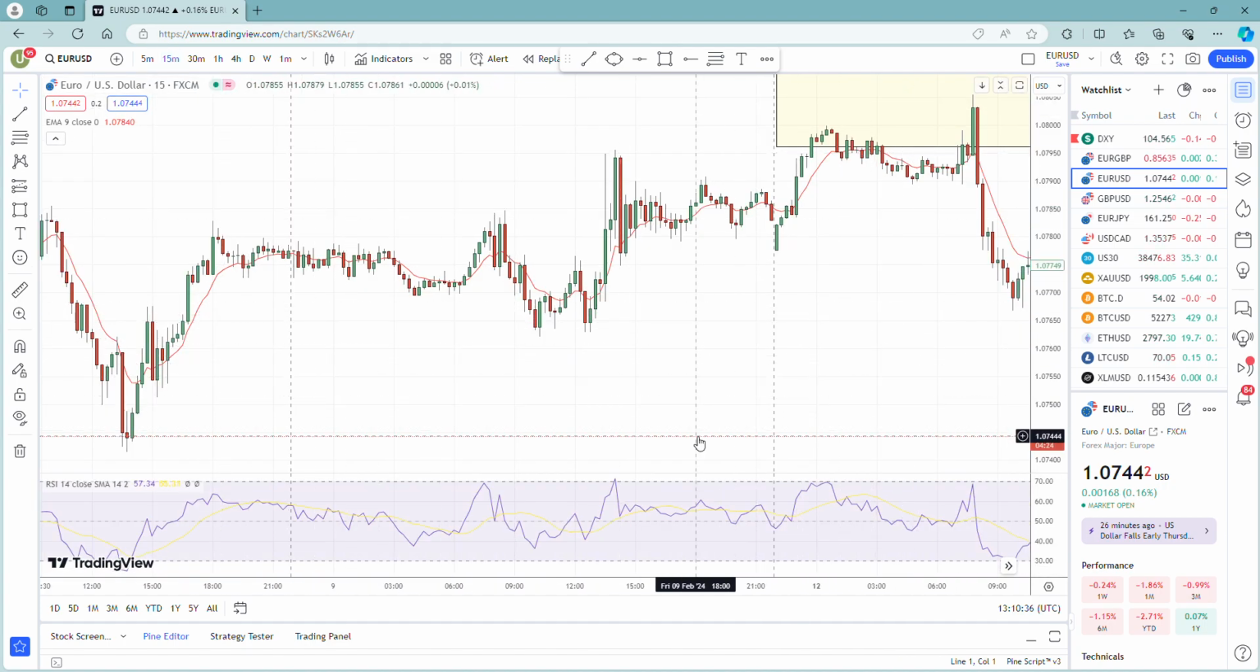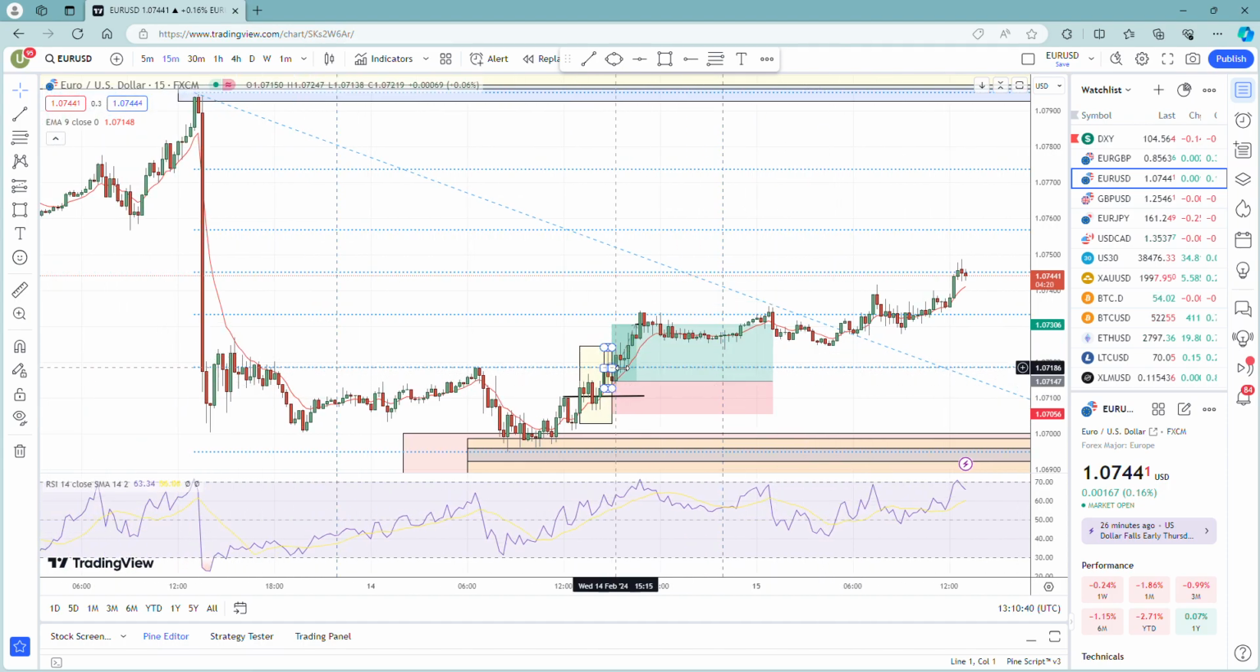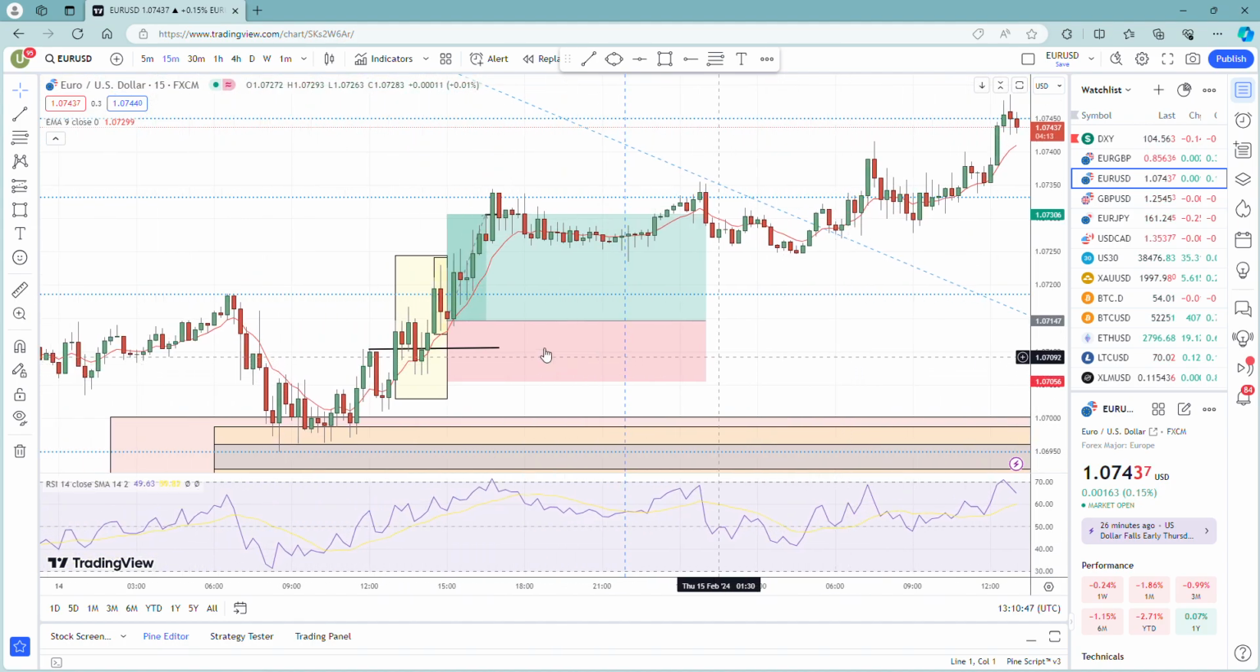market too much. I am an intraday trader. I don't like to scalp. I like to just be in and out of the market. However, my entries always remain on M15, the 15-minute time frame. So as you can see, let me just zoom in again.